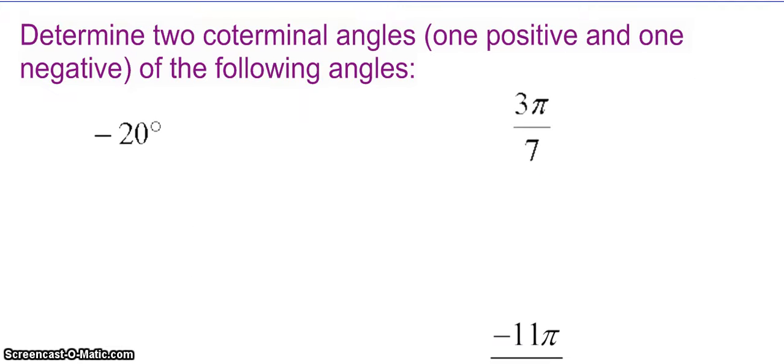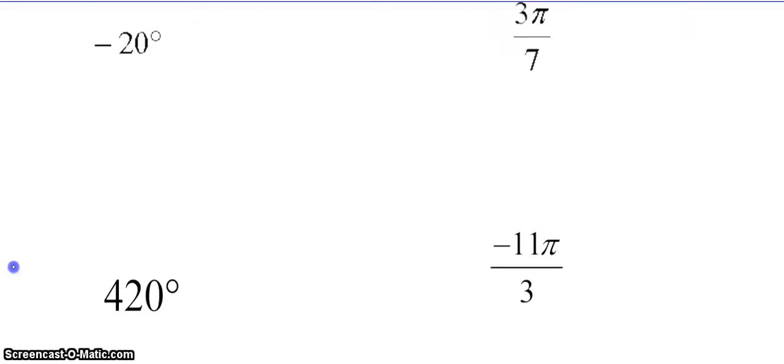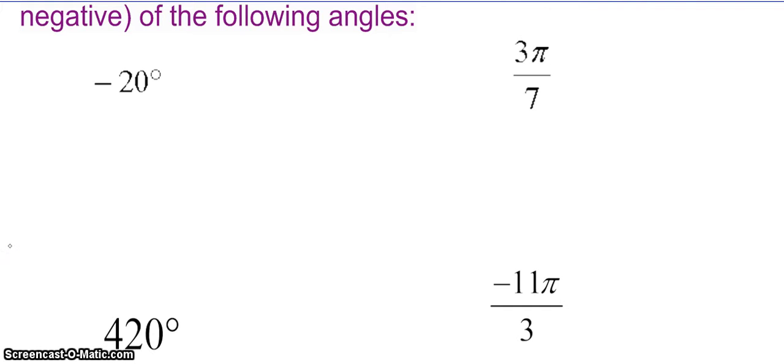Okay, so I want you to try and determine two coterminal angles, one positive and one negative, for each of the following angles. If the original angle is in degrees, I want you to stay working in degrees. If the original angle is in radians, I want you to stay working in radians. There are an infinite amount of correct answers for these. I want you to try and do all four of them. Pause the video, unpause when you're ready to check your work.